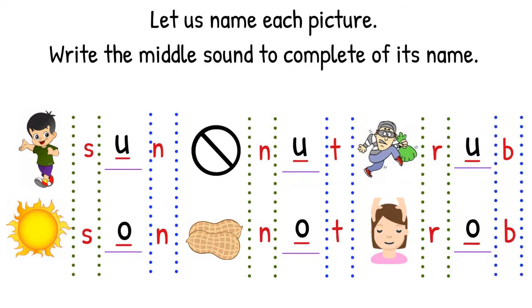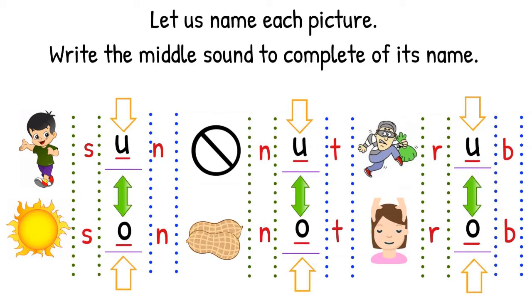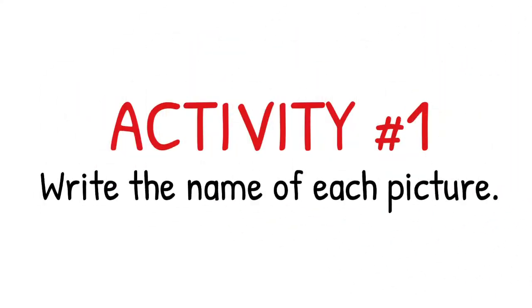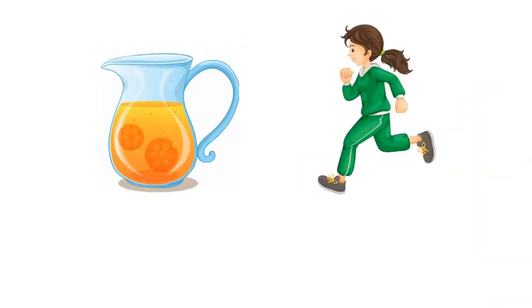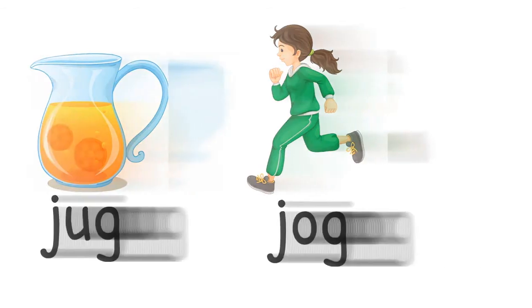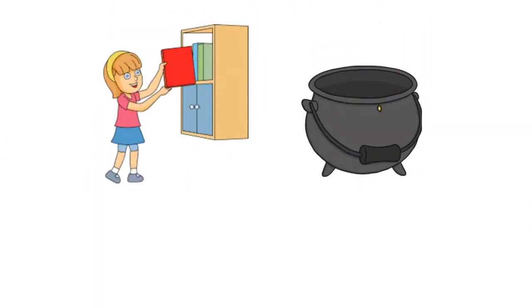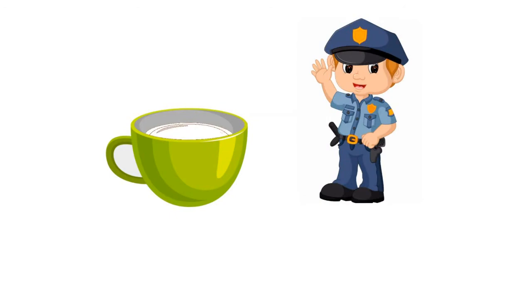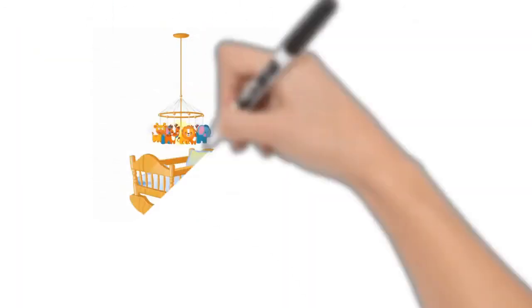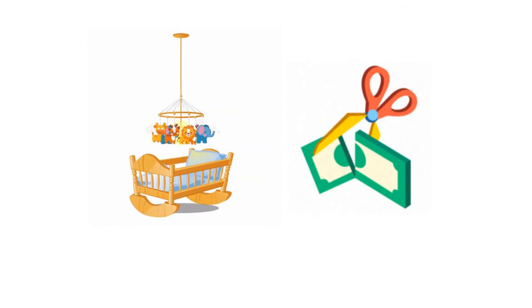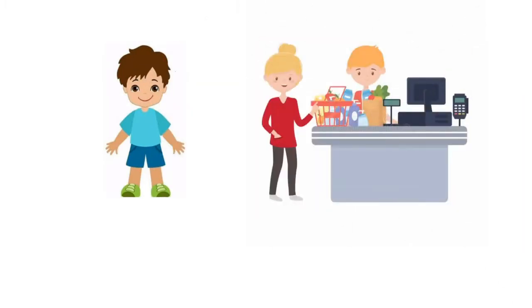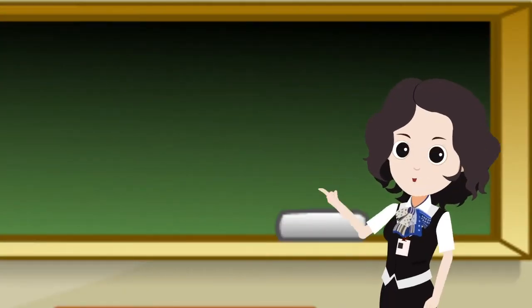These words have same beginning and same ending letter or sound, but the medial vowels are different. The words that have medial vowel O, when changed to medial vowel U, forms a new word. Let us try what you learned. Let's have some exercises.